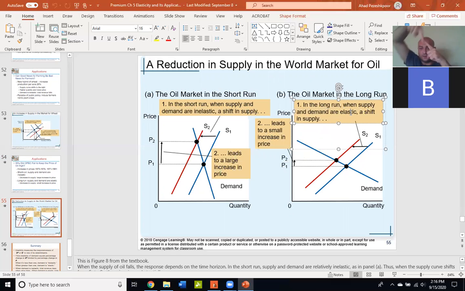This is the supply curve. This is the demand curve. They're almost vertical. In the long run, however, they're almost flat. This is your supply curve. This is your demand curve. So now changes in price are smaller than changes in quantity.